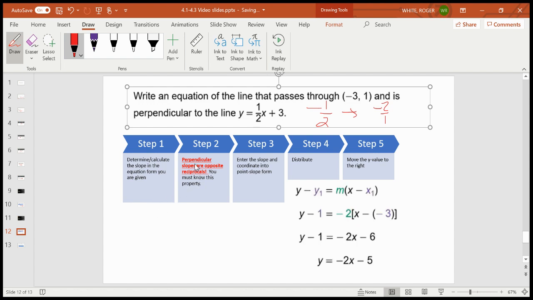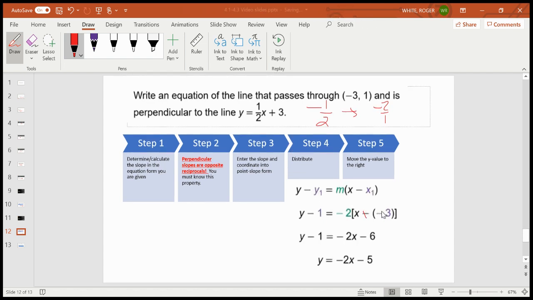Same steps. Perpendicular slopes are opposite reciprocals. You have to know this. If you don't know this, you will not be able to figure this out. We're going to enter the values in. So our x value of -3 is going to end up becoming a +3. And then when we distribute -2 times +3, we get a -6. The original coordinate y value is 1, and it becomes y minus 1 in the formula. And then the last step here is we're going to add that y value to both sides to get y equals -2x minus 5. Okay.